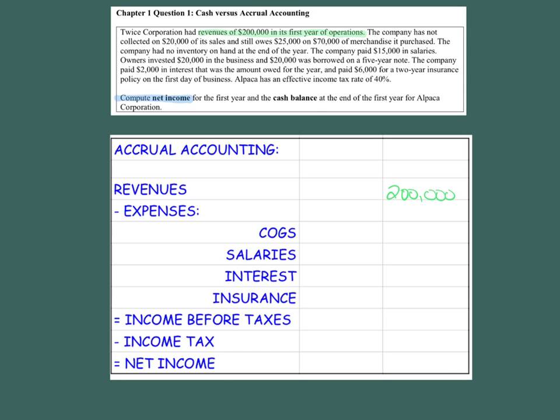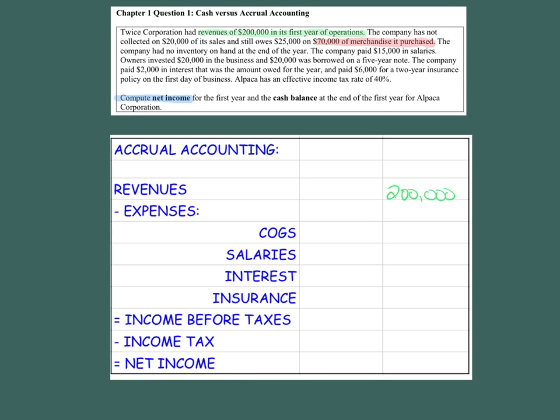Next, it says the company has not collected on $20,000 of its sales and still owes $25,000 on $70,000 of merchandise it purchased. So when it says the company has not collected on $20,000 of its sales and still owes $25,000, that doesn't affect accrual accounting. It affects cash accounting. So what we're worried about here is the $70,000 of merchandise it purchased.